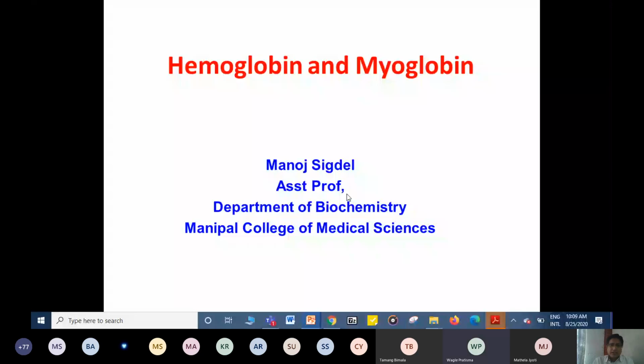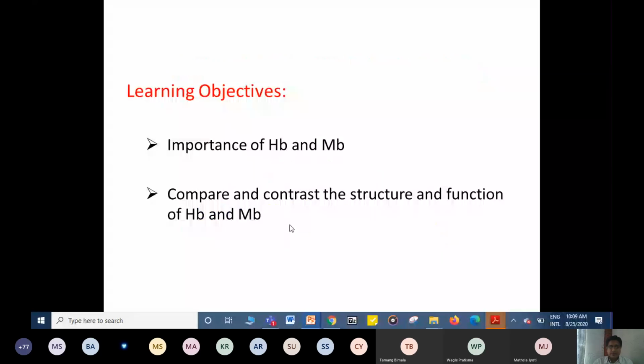Today is the new class, first class in hemoglobin and myoglobin. In today's class, we'll give emphasis on the importance of these two molecules, hemoglobin and myoglobin, and try to compare and contrast the structure and function of these two molecules. Just giving an introduction, we'll try to understand their structure and correlate it with the functions. However, more about the function we'll deal with in our next class, but regarding the structure, we'll study in today's class.